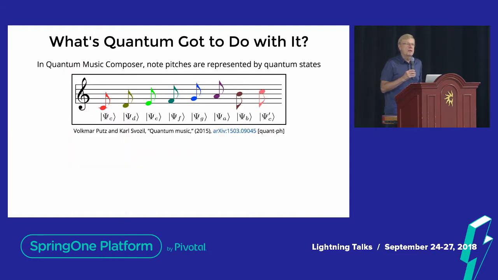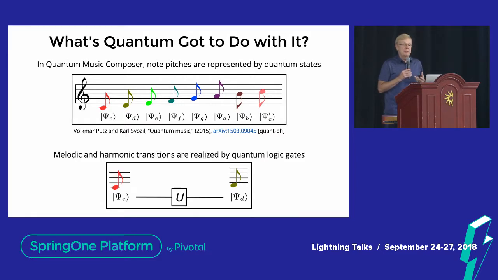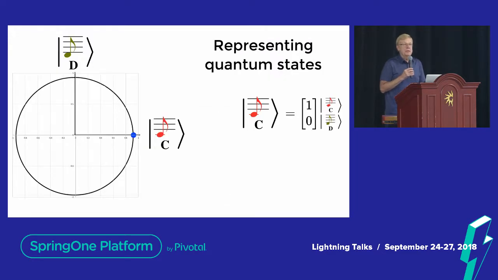So what does quantum have to do with this? Well, we represent all of the notes as quantum states. And as you know, quantum states can be in superpositions. And so what we're going to do then is take those quantum notes and put them through quantum gates that represent the transition probabilities that we want to have, both melodically and harmonically. And so drilling down a little bit into quantum notes, we can represent notes as quantum states.